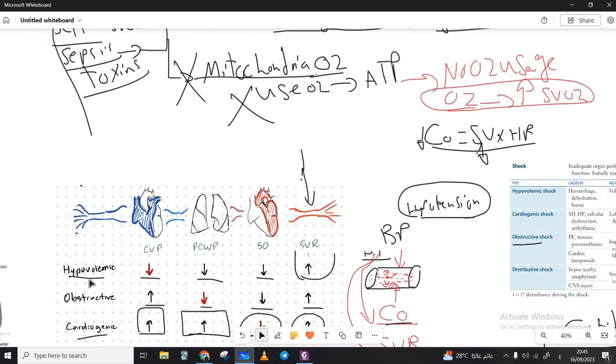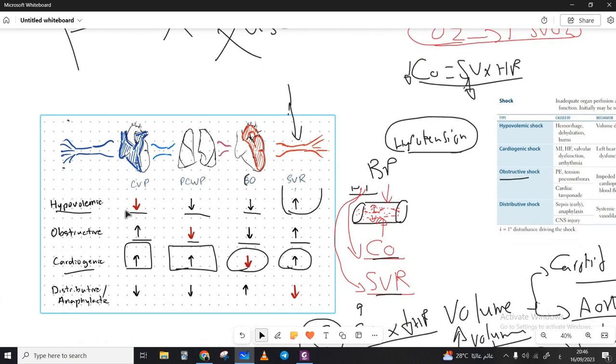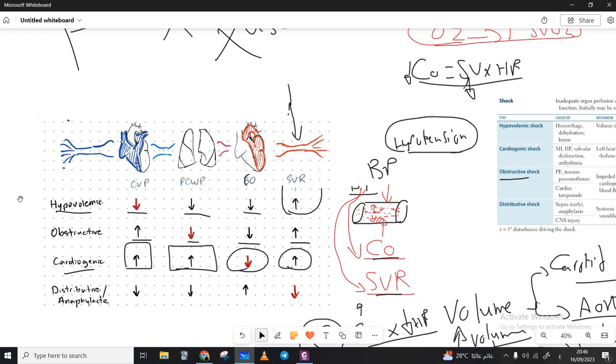As an example, hypovolemic shock, obstructive shock, and cardiogenic shock all have less cardiac output, and therefore less perfusion. This means you use up all of the oxygen that you have, which causes less SVO2. So the only way to get higher SVO2 and also lower systemic vascular resistance is in distributive shock. The only reason to have lower systemic vascular resistance is distributive shock, and also the only way to have higher SVO2.